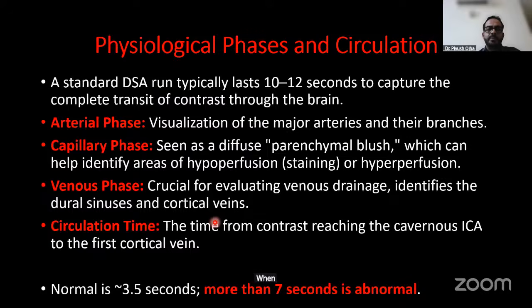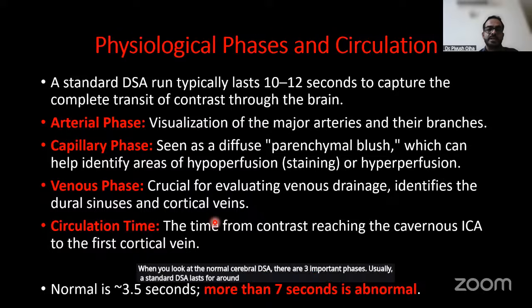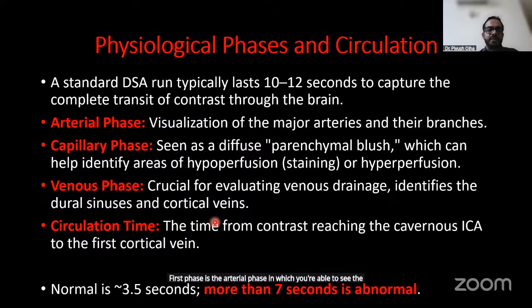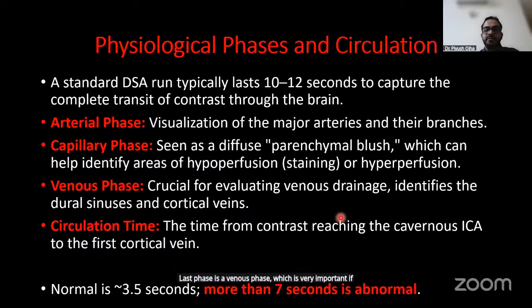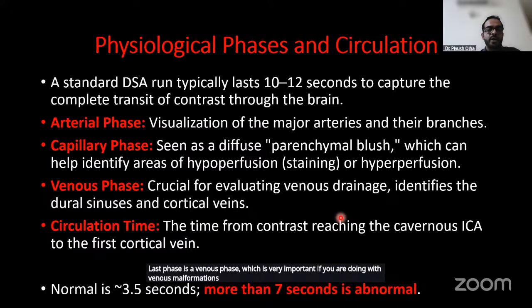When you look at a normal cerebral DSA, there are three important phases. Usually, a standard DSA lasts around 10 to 12 seconds, and it captures the complete transit of contrast throughout the brain. The first phase is the arterial phase, in which you see the major arteries and their branches. The second phase is the capillary phase, where you see a diffuse parenchymal blush, and you can use it to identify areas of hypoperfusion or hyperperfusion. The last phase is the venous phase, which is very important if you are dealing with venous malformations, fistulas, or any kind of venous abnormalities.